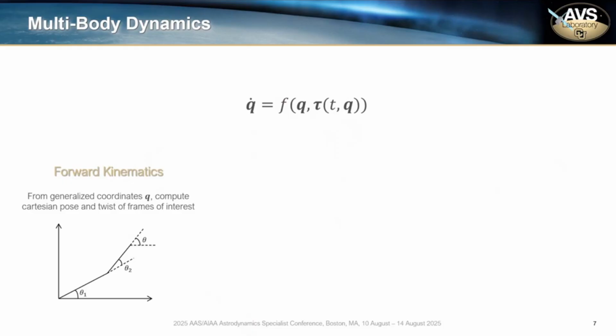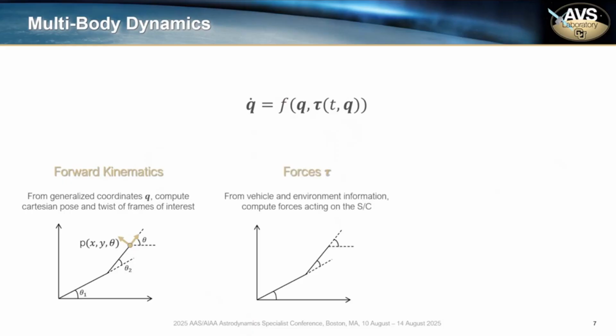The first is the forward kinematics, which is all about, given the generalized coordinates of our system, how do we compute the poses and twists of frames of interest? So for example, assume that we know the joint angles of a robotic arm, how can we find the position and the pointing vector of a camera at the end of this arm? Second, it's all about finding the forces acting on our system. This includes forces acting on the bodies, like atmospheric drag, torques acting on the bodies, like gravity gradients, and forces and torques acting on the joints, such as those coming from a motor.